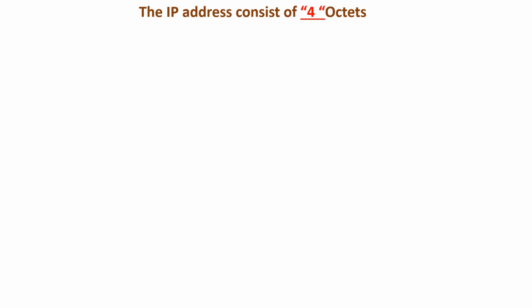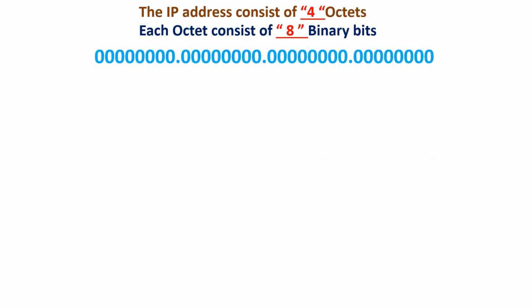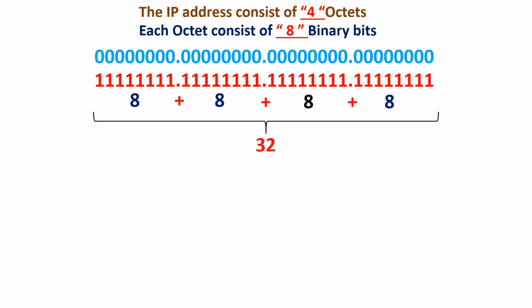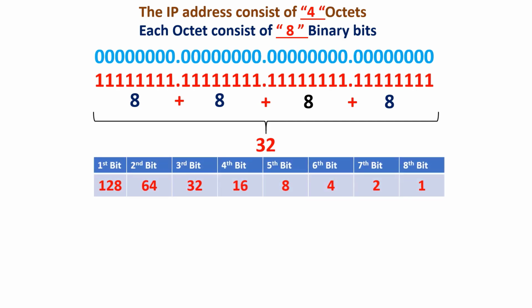Now the IP address consists of 4 octets. Each octet consists of 8 binary bits. These are our bits on the IP address when all the bits are turned off, zeros, and this is the same when all the bits are turned on. Now we have in the first octet 8, plus 8 in the second octet, plus 8 in the third octet, plus 8 bits in the fourth octet. This gives us 32 bits in the IP version 4 address.